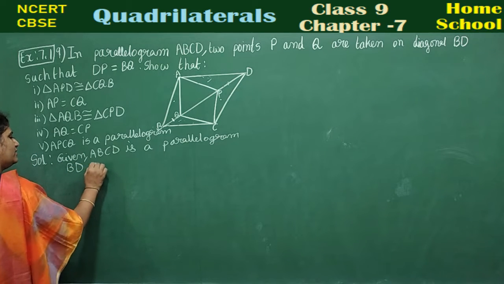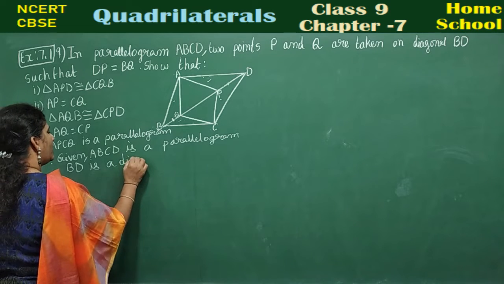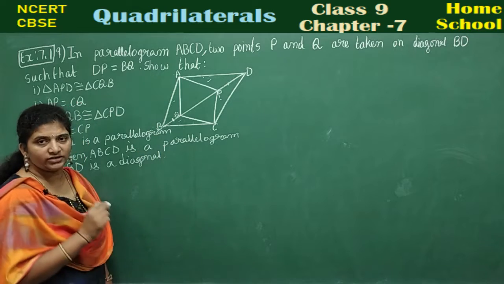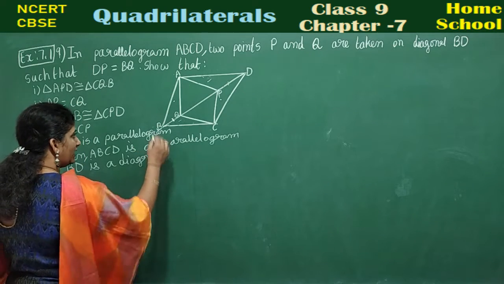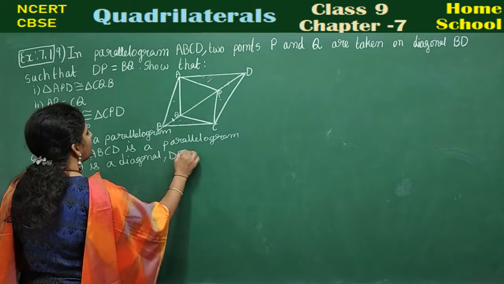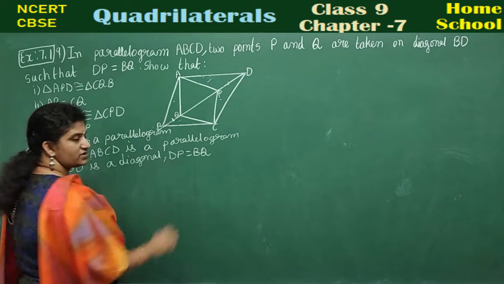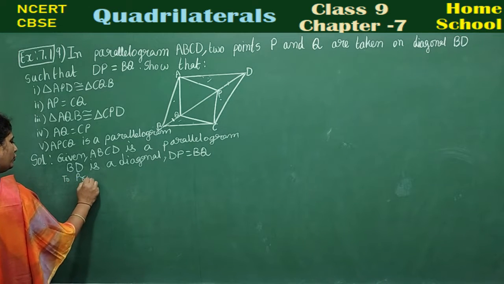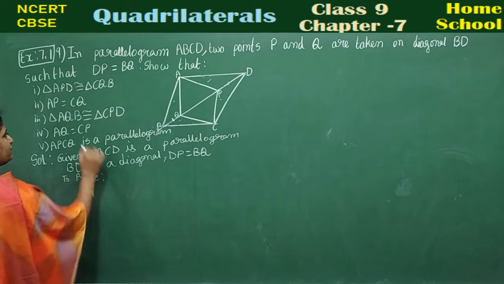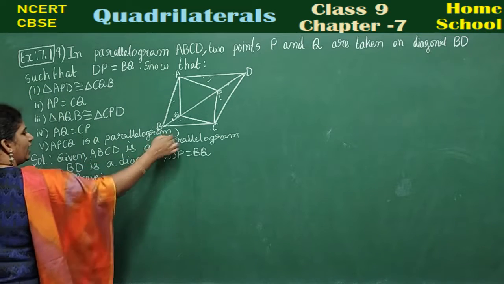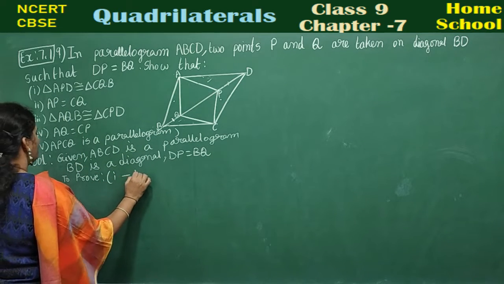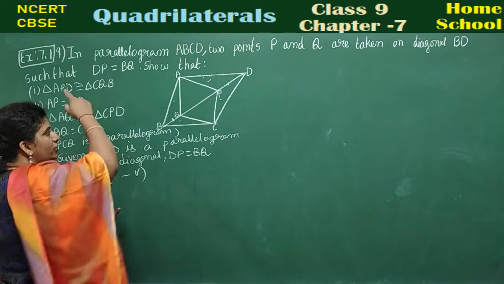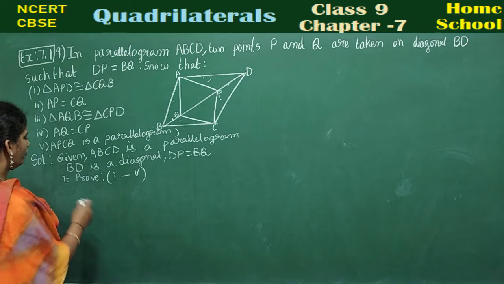BD is a diagonal. And if you want, you can extend your points by writing P and Q are points on the diagonal. And what did they give here? DP is equal to BQ. This is your given data. To prove, just please fill up from here to here again. First to 5, all questions you need to write here. To prove means I need to prove all the sub-questions. Proof.